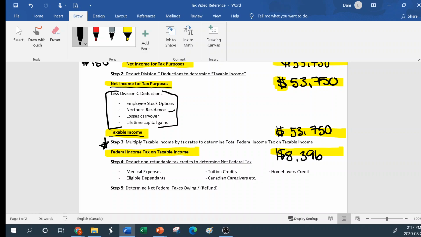Step 4 is deducting our non-refundable tax credits to determine net federal tax. So you may have heard of the term tax credits before, but if you guys probably receive tuition credits. There's also credits just for anyone. There's credits for if you have a disability, you might get further credits. If you work for a company in Canada, you might get further credits. So I'm going to go through some of the basic credits in step 4 that we would see and that you might have to know for this course.